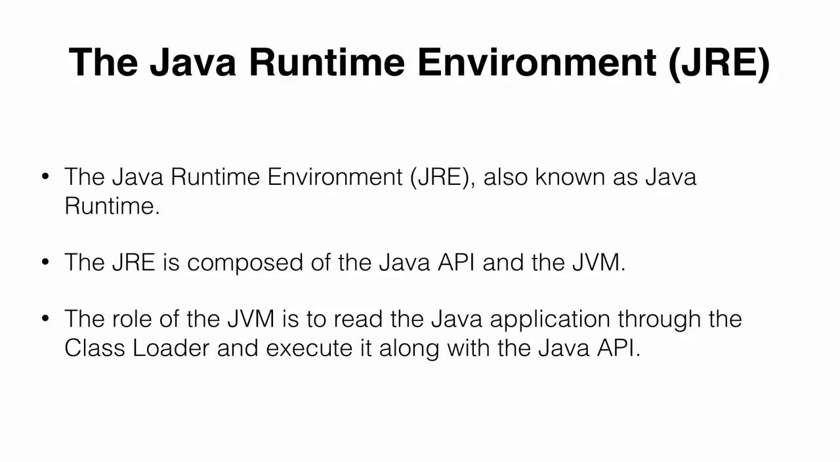The runtime environment provides the minimum requirements for executing any Java application. It consists of the JVM, which we shall also be talking about, the core classes and supporting files. The JRE, as it says here, is composed of the Java API and the JVM. The role of the JVM is to read the Java application through the class loader and execute along with the Java API. The Java runtime environment is also composed of many things.